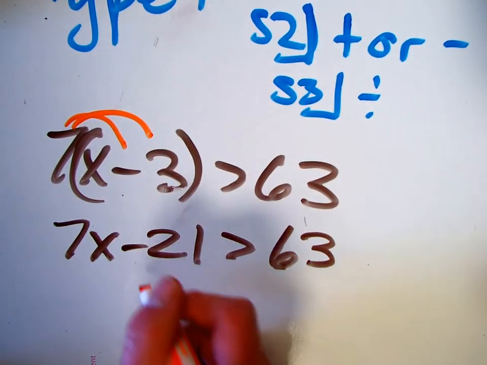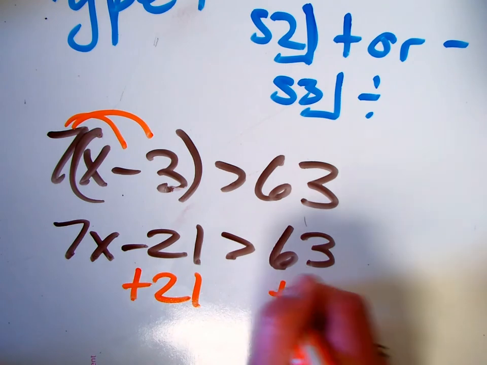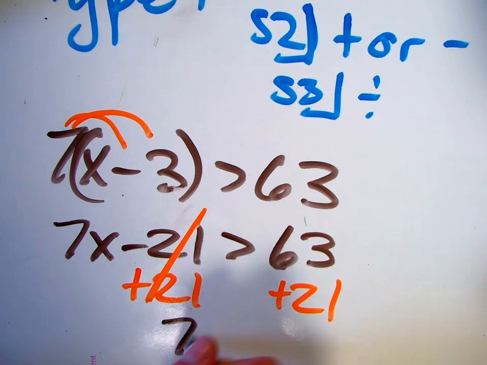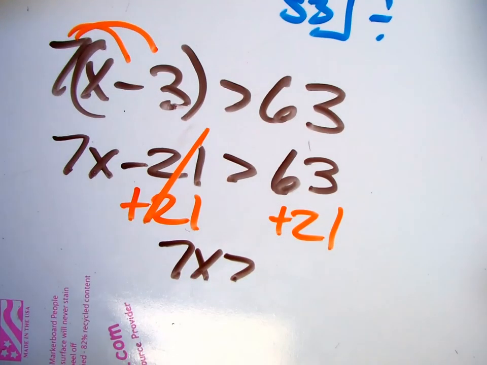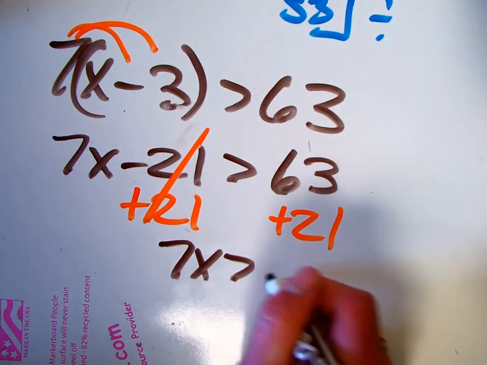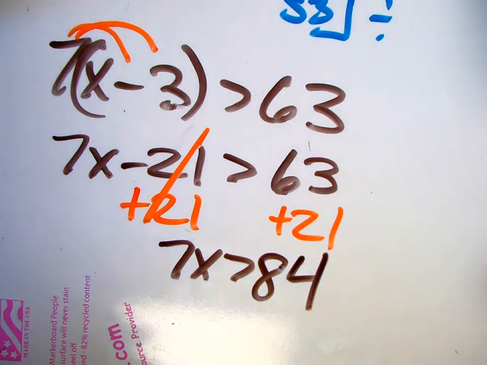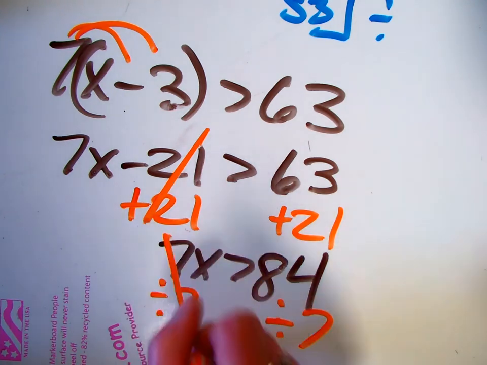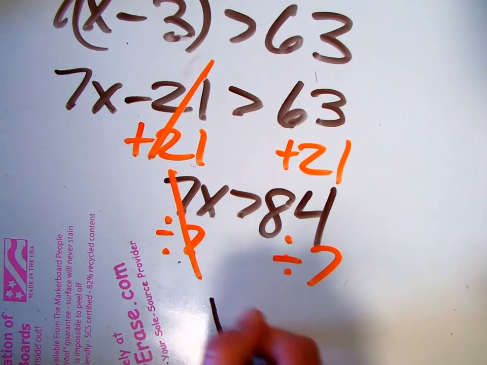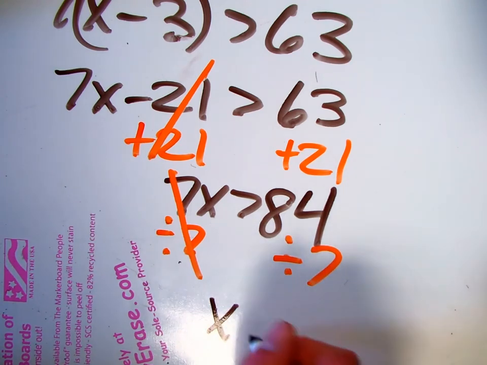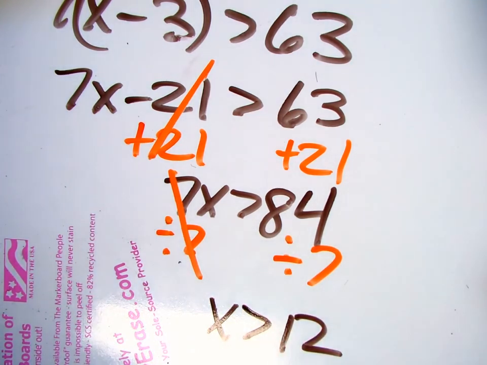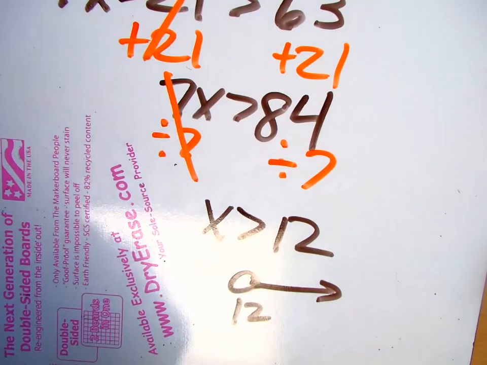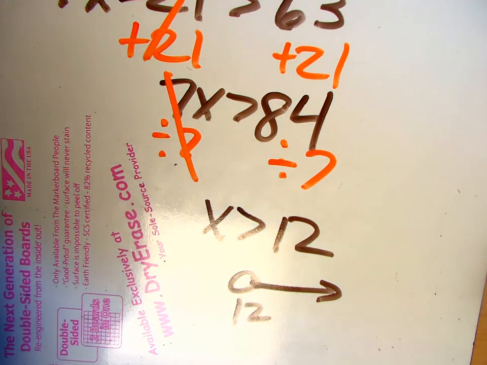Next step is adding or subtracting. We're going to add the opposite of negative 21. 21's will cross out. The 7x comes down, and so does the inequality symbol. 63 plus 21 is 84. To get rid of the 7, we're going to divide on both sides. 7's cross out, bring down the x. 84 divided by 7 is 12. We did not have to do a swap, we did not have to do a flip, we are done, so I will end up with open circle on 12 shaded to the right.